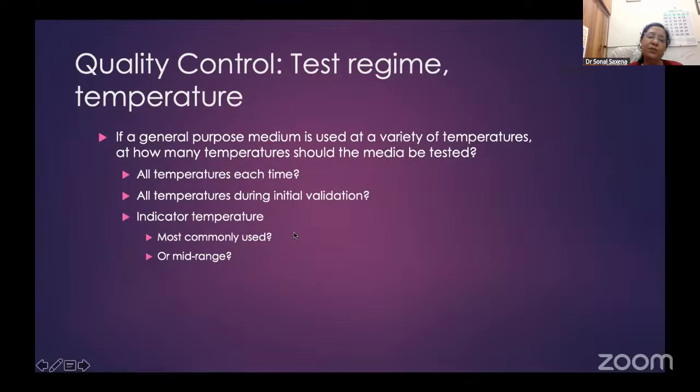Now, how do I troubleshoot? What has gone wrong with my media? If my media is contaminated, should I throw the complete lot? Because you remember, I checked only 5% or 10 plates. So, what do I do?